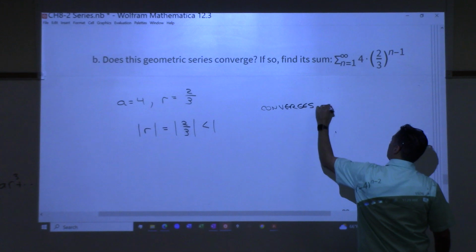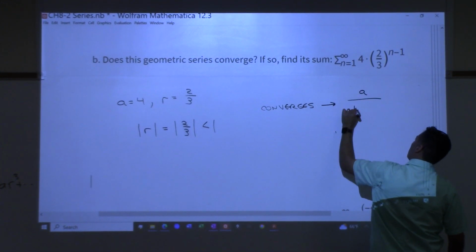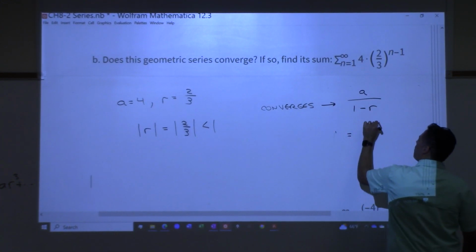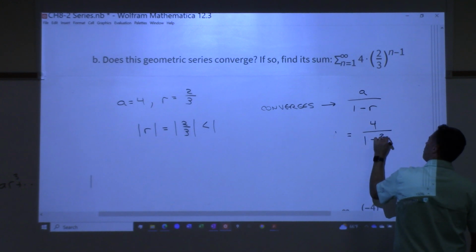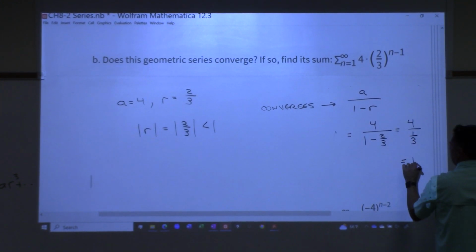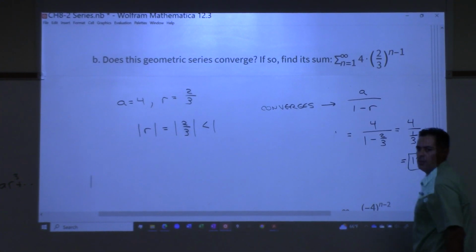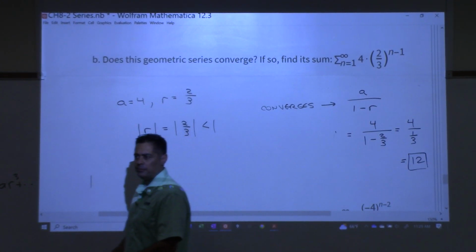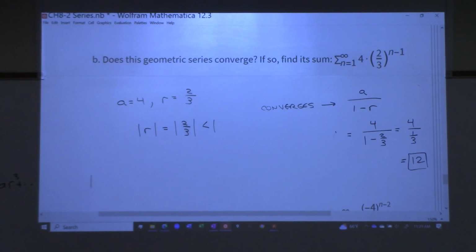and it converges to A over 1 minus R, which is 4 over 1 minus 2/3, so 4 over 1/3, which is the number 12. So it adds up to 12. So that's considered the sum, right? That is the sum. That is the infinite sum. So as we go further and further out in that sum, it's going to get closer and closer to 12, like 3.99999. Go a little bit further, you got more 9s, right?